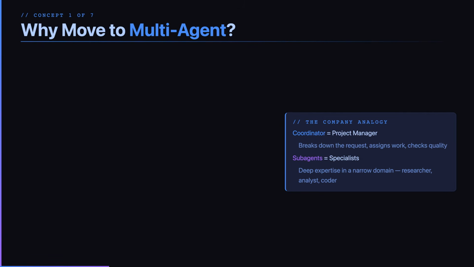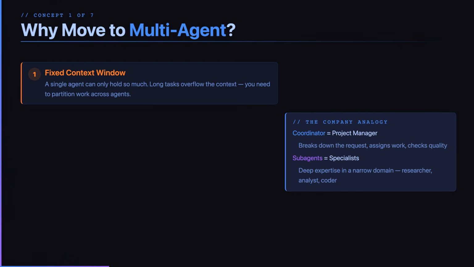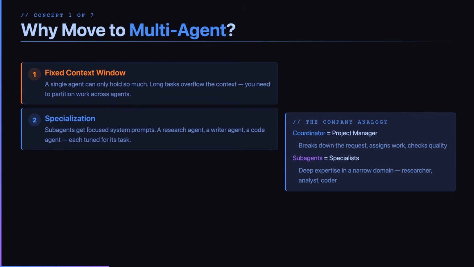Why move from a single agent to a multi-agent system? There are 4 situations where you have no choice. The first constraint is the fixed context window. Long, complex tasks overflow what a single agent can hold. You need to partition work across agents with separate contexts. Second, specialization. Subagents get focused system prompts tailored to a narrow domain. A research agent, a writing agent, a code agent, each tuned for its task.